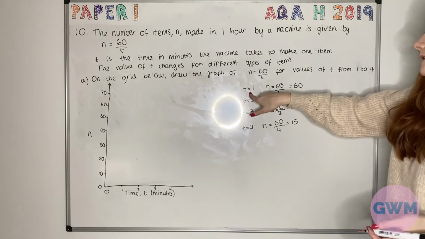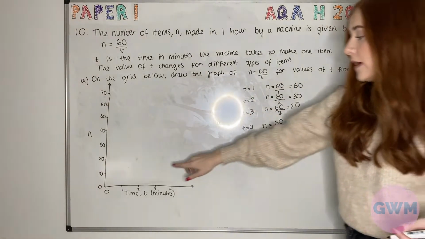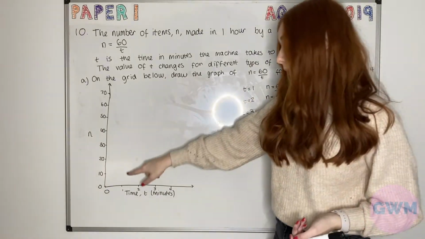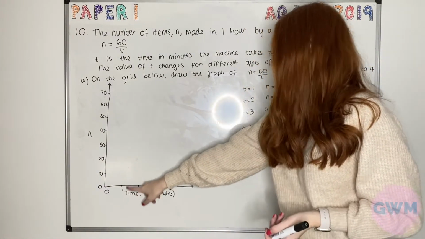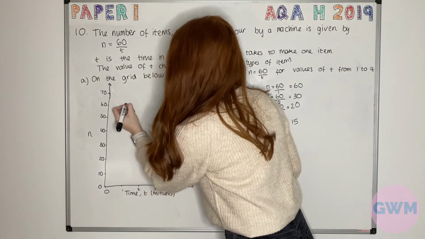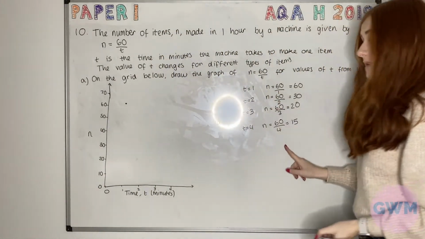So let's start with t is 1 and n is 60. So we find 1 on our graphs. You've got lines on your graphs, so you need to make sure that these points are super accurate. So you go up, t is 1, and we go to n is 60, which is approximately there. Repeat this for the other 3 points.